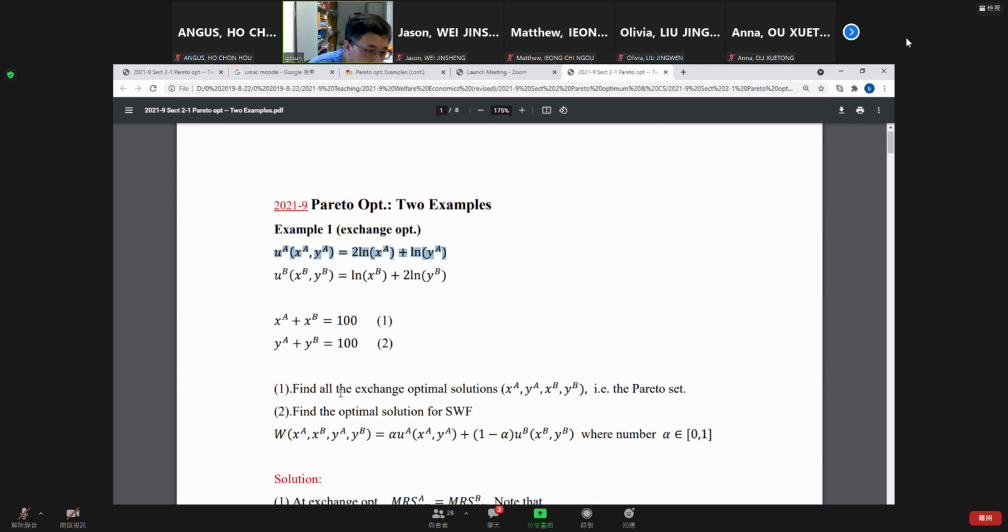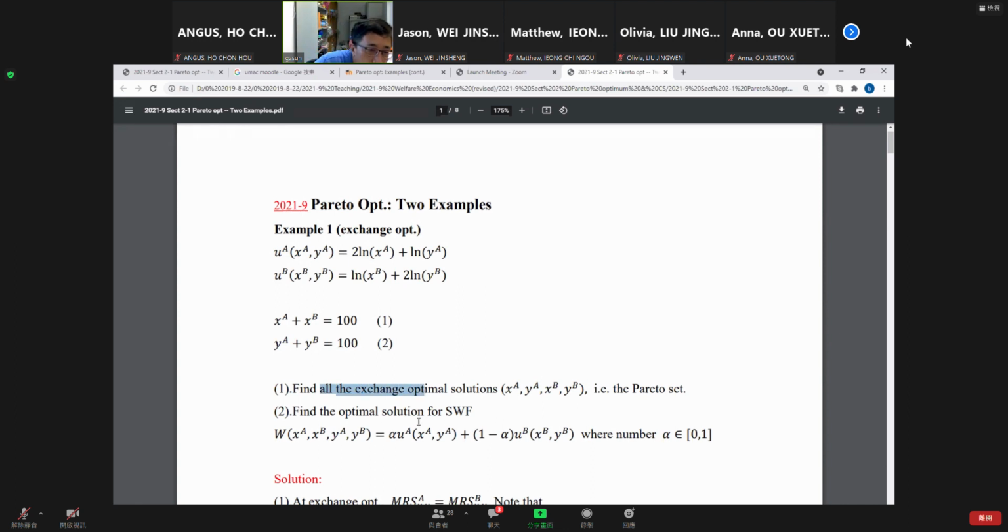Then there are 2 questions, 2 problems. One, what's the optimal solution? That is, how much of what should I give to whom? How much of good X given to Alice and how much good X given to Bob, and so forth for good Y. That is, we ask to find all the exchange optimal solutions.